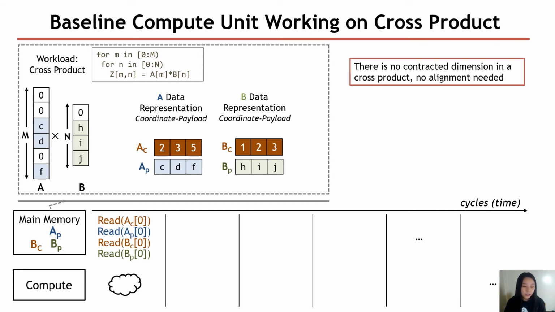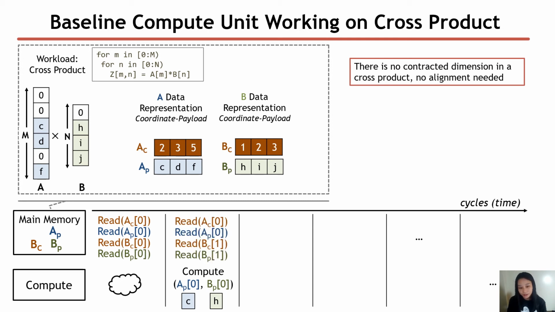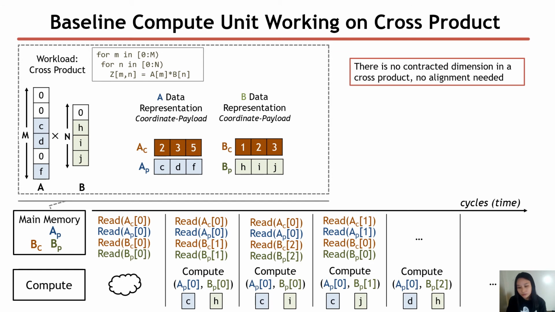Okay, so now we again read out the first element of A and B, and there is no compute, there is a bubble in the compute because of the pipeline. Then we would do a computation of A and B. Because it's a cross product, we do want to multiply C and H. So we do a computation, we read out the second element of A and B, we do a computation, we sequentially read out the other elements in A and B, and we perform computation. And there is no alignment needed, so we're essentially reading out things and performing computation.